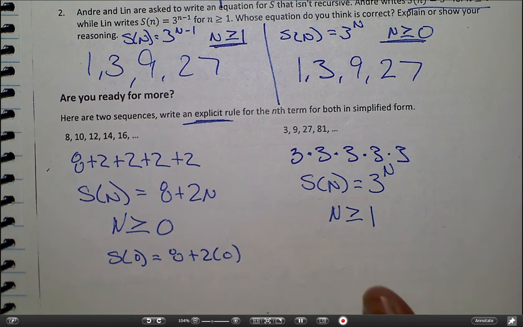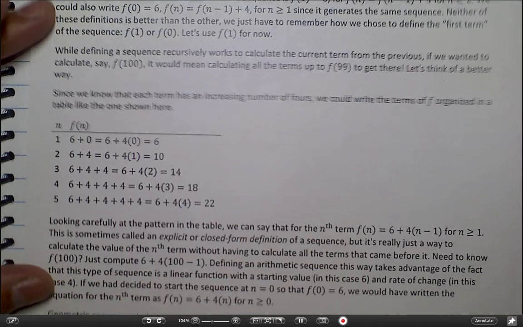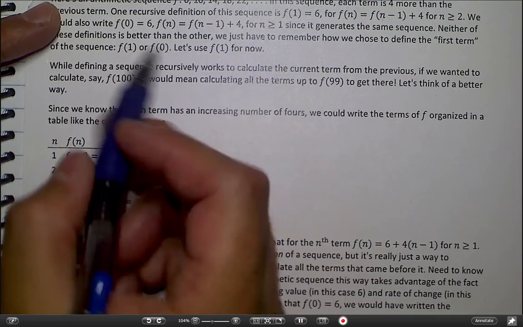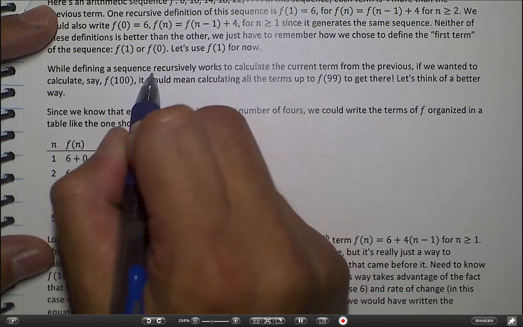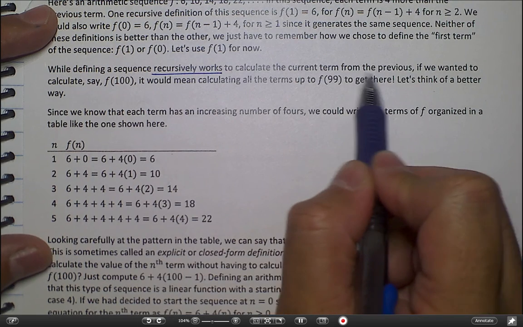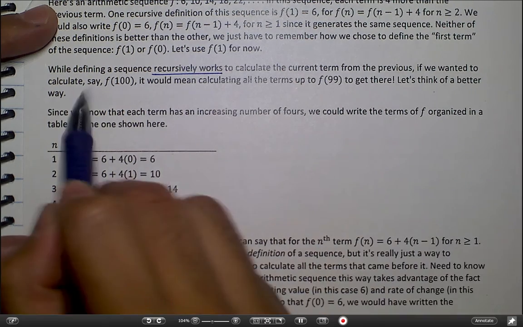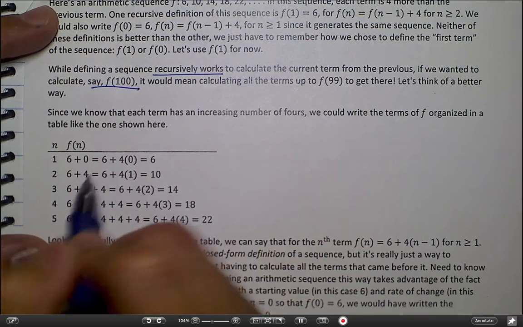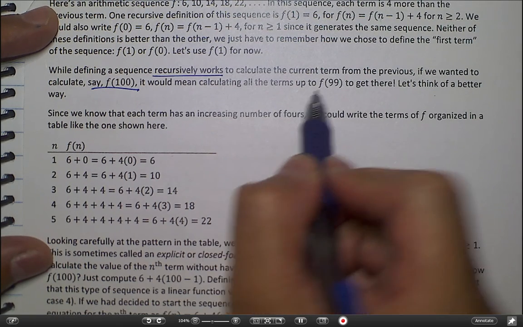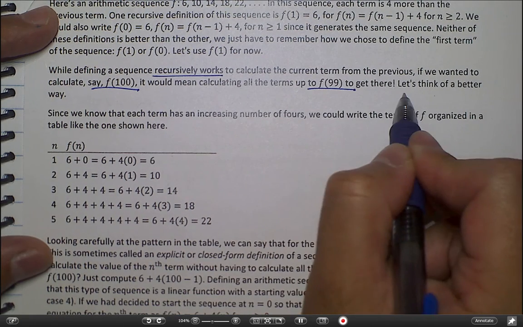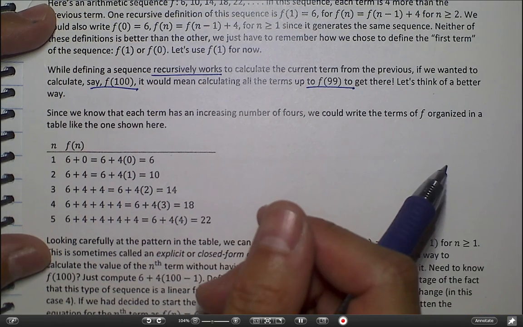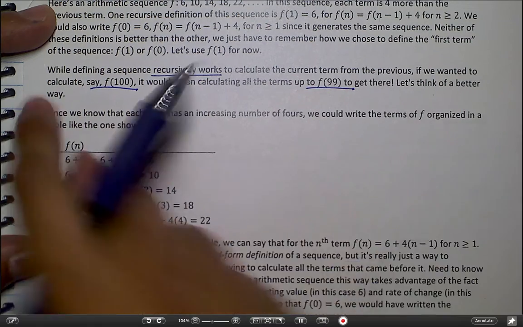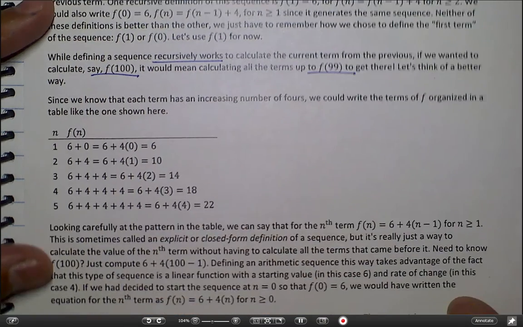All right, so let's take a look at the backside over here. So what we just did is right here, recursive. While defining a sequence recursively works to calculate the current term from the previous term, if we want to calculate, say, f of 100, it would mean calculating all the terms up to 99 to get there. You wouldn't want to do this 99 times, would you? No. Better way.